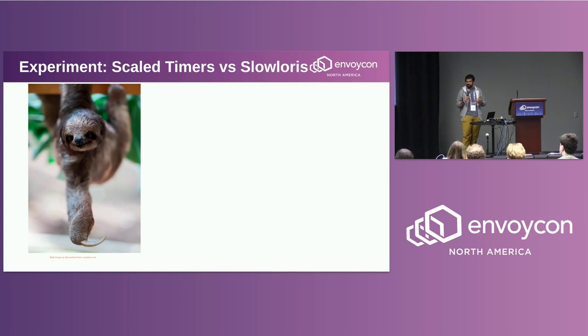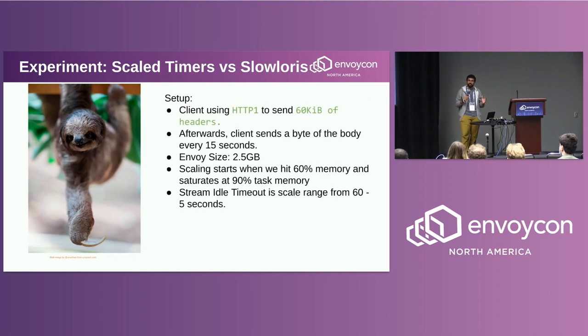Now, let's conduct the same experiment, this time with scaled timeouts. The range of the timeout can scale between 60 seconds and 5 seconds. And the scaling starts at 60% memory utilization and saturates at 90%. What that means is at 90% resource memory usage, we'd effectively turn the 60-second timeout to 5 seconds.